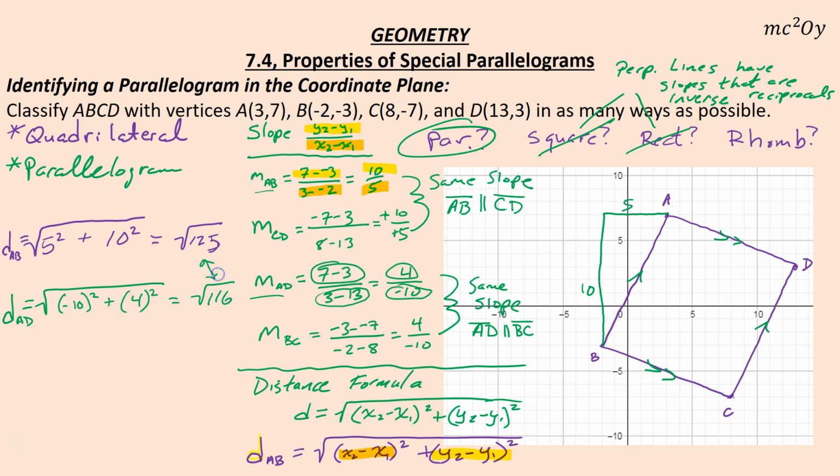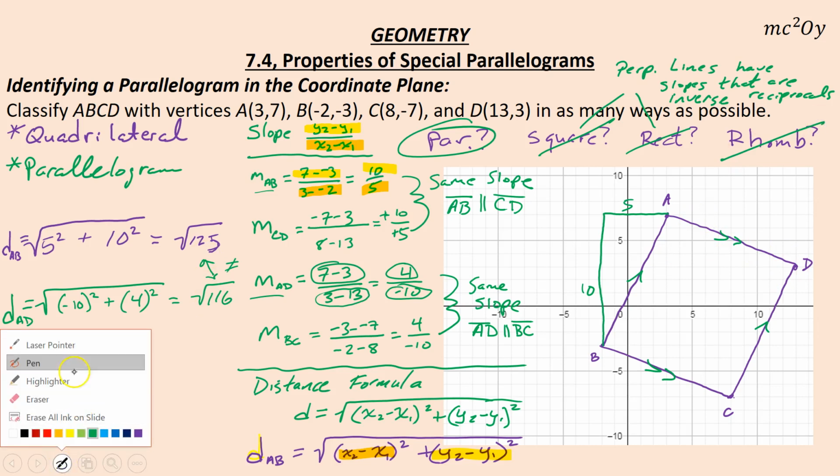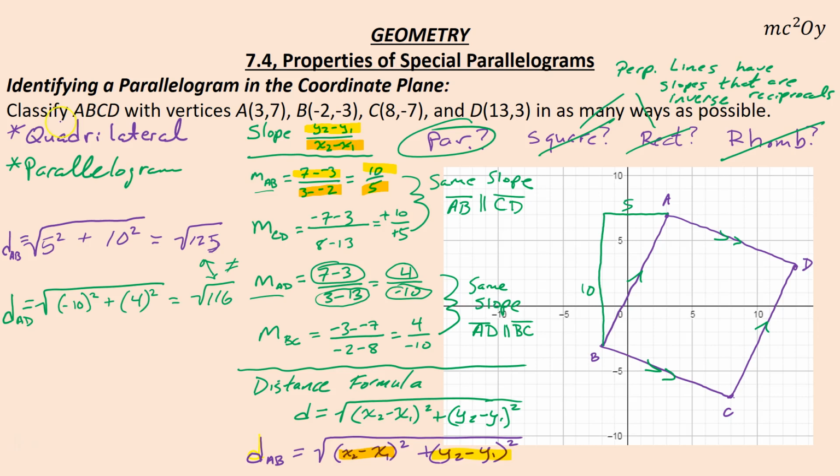These are not equal. Therefore, those distances are not equal. They're very close, but they're not equal. Therefore, this is not a rhombus. Okay, the two ways we can classify this are as a quadrilateral and a parallelogram. All right. Well, I think that's all I got for you. Double check here. Yep, good luck.